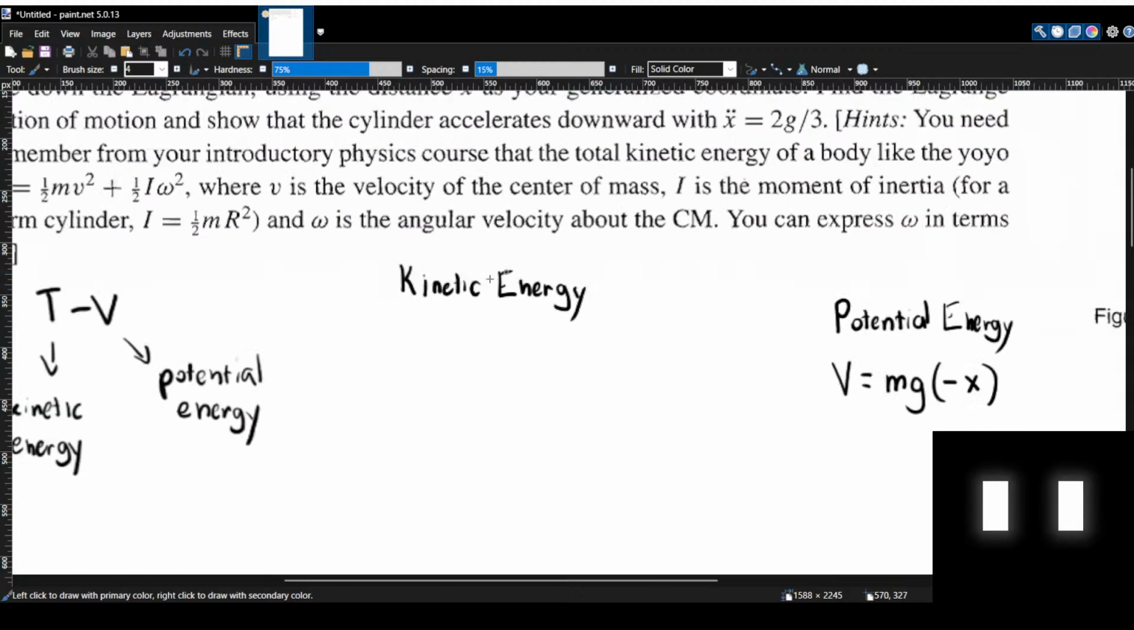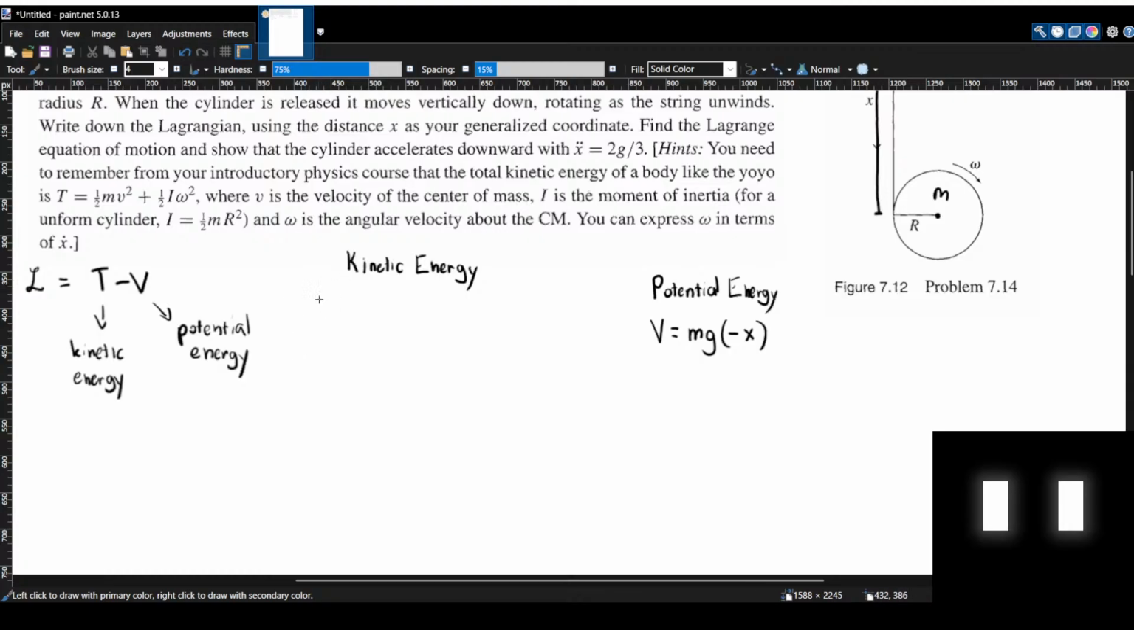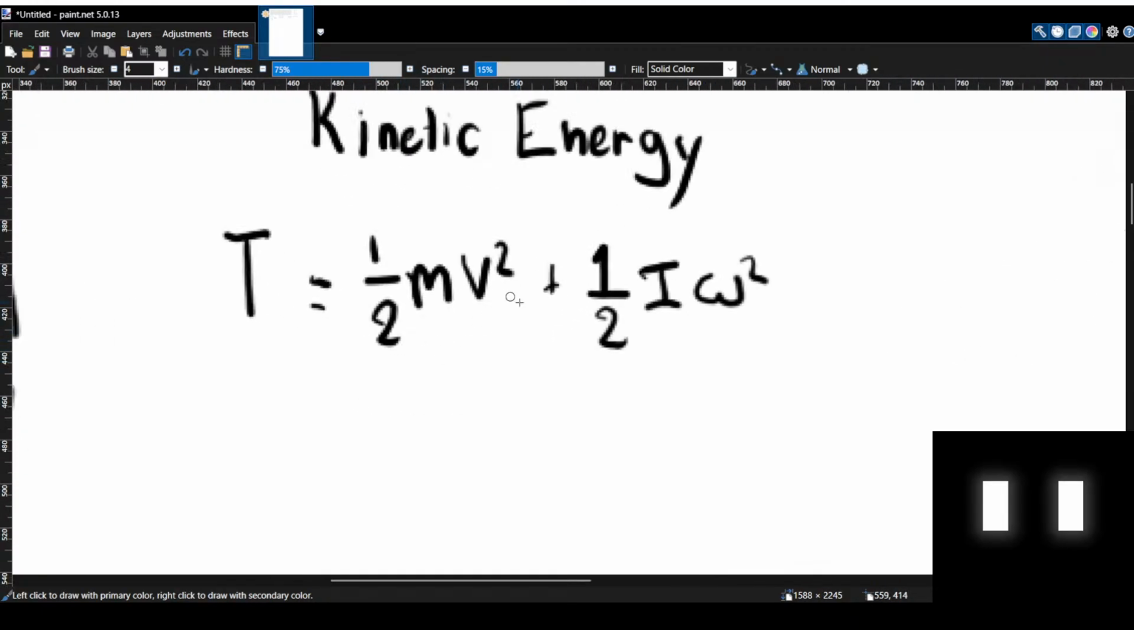Right, kinetic energy we have to divide into two parts. Of course, the first part is 1/2 mv squared, and the second part is 1/2 I omega squared. So let's take a look at what each of these means. First of all, 1/2 mv squared is simply 1/2 m times x dot squared, where x dot, the rate of change of x, is the velocity.